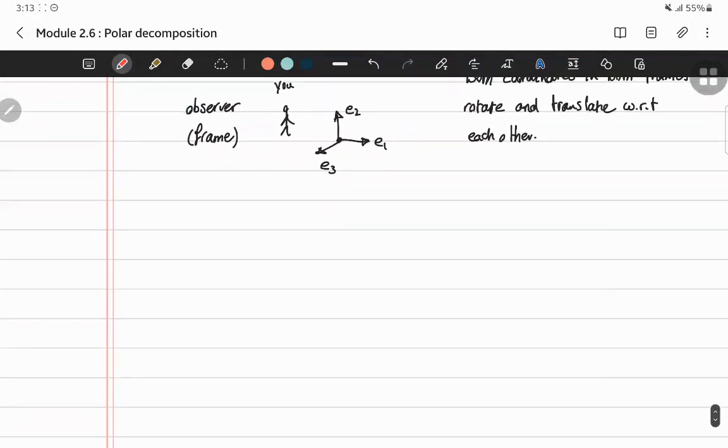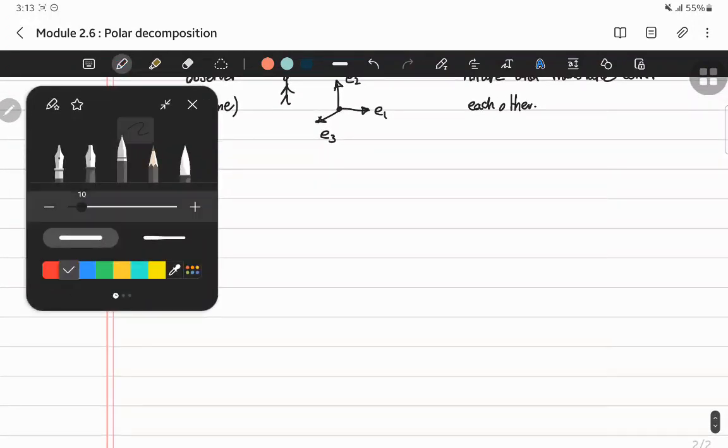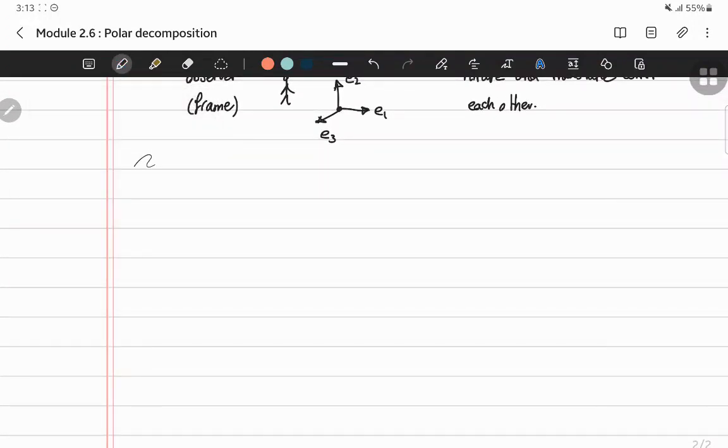All right, so we can write in here an objective quantity. Here we're dealing with tensors. Zero order tensors are scalars, first order tensors are vectors, then second order tensors and higher order tensors. A quantity is objective if it is frame independent.